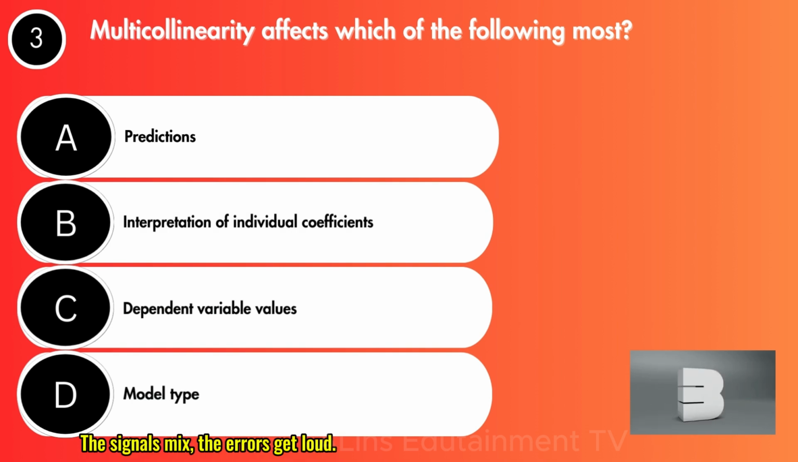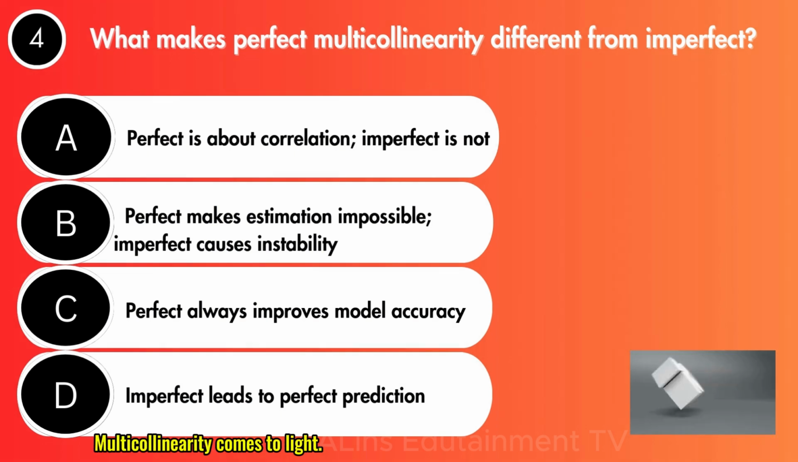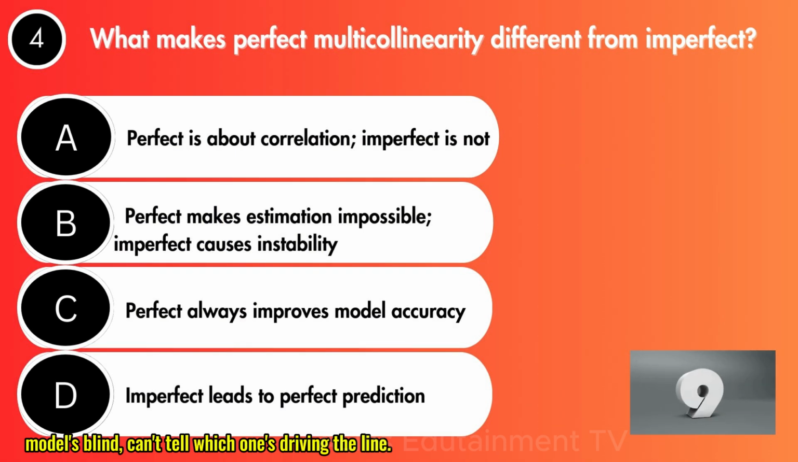4. What makes perfect multicollinearity different from imperfect?